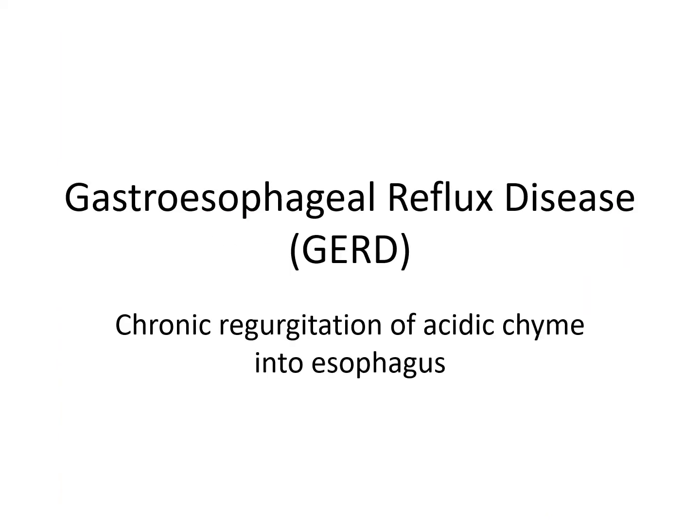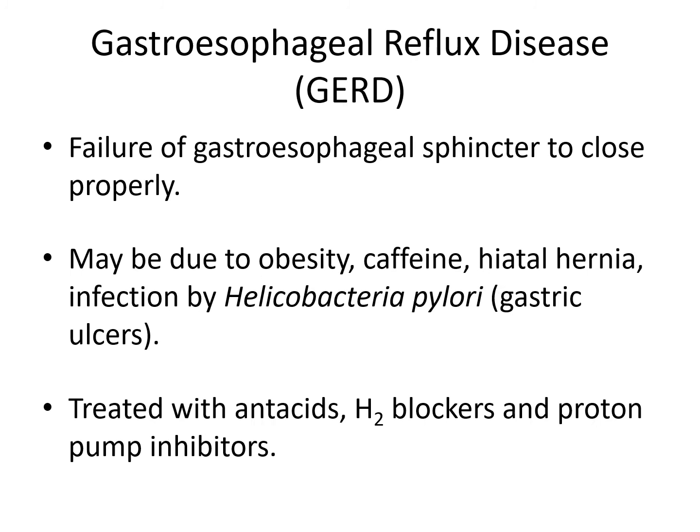So let's look at some of the digestive disorders. Okay, gastroesophageal reflux disease, or GERD, is common. It's caused by chronic regurgitation of acid chyme in the esophagus. And so the esophagus is not as protected as the stomach, and so the acidic chyme will irritate tissue. It's due to the failure of the gastroesophageal sphincter to close properly. Okay, so there's a reflux or backup through the sphincter.